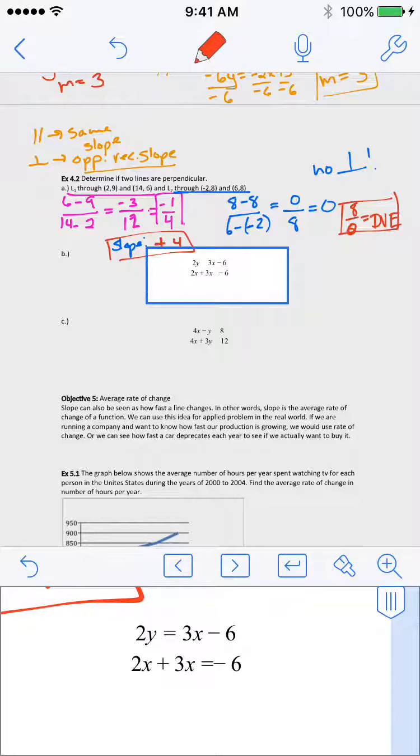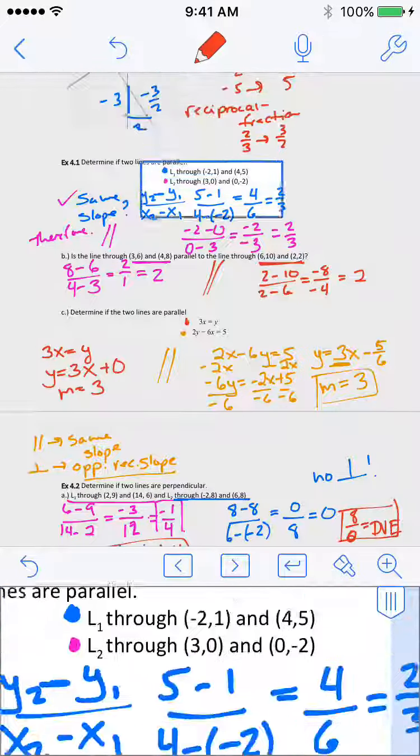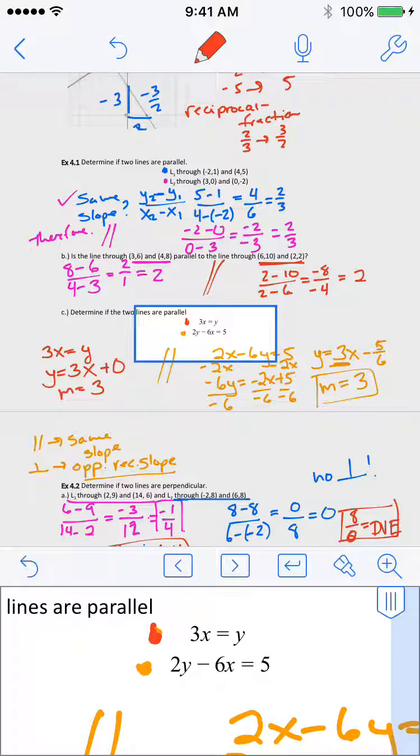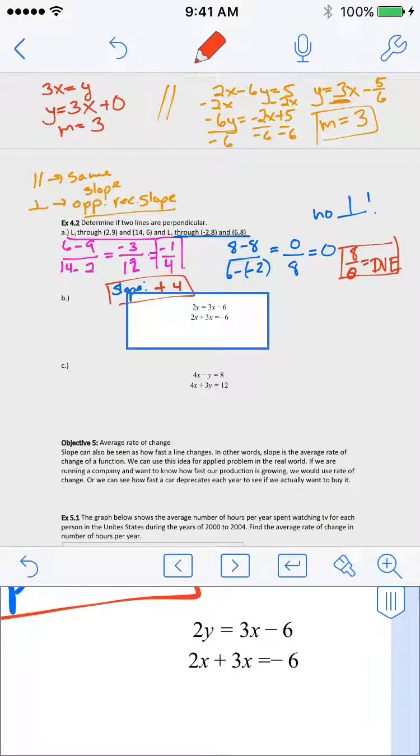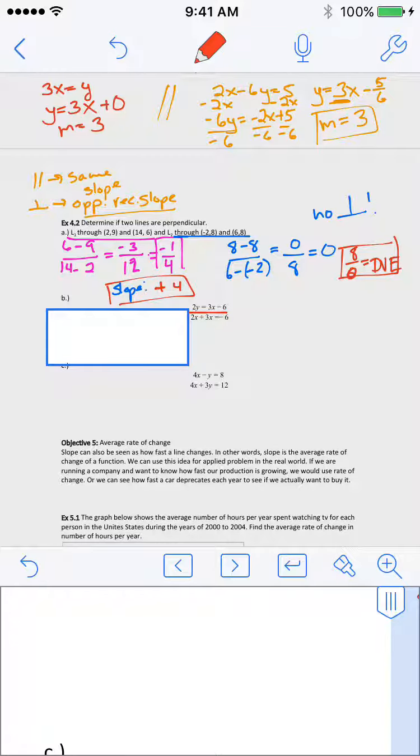Okay, but sometimes, just like in the last one, we were given equations instead of points. So let's do the same thing we did for the parallel slopes when given equations, right? Let's deduce if these ones have slopes that are opposite and reciprocal. So let's take this first equation. We'll do it in red over here. 2y equals 3x minus 6.